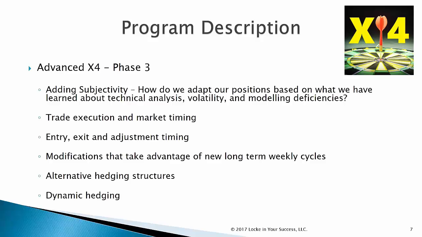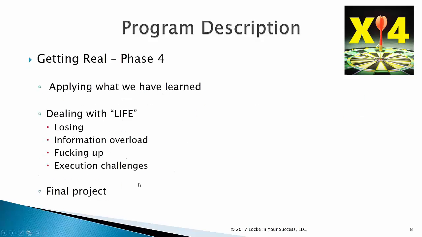We're going to look at trading execution, market timing, entry, exit, adjustment timing, modifications that we can make to this system, because one of the things that we have here is I took a system, I back tested it as far as I had good data in O&E, which is January 2011 expiration. And back then we didn't have long-term weekly cycles. Long-term weekly cycles give us certain advantages that we can really take advantage of. And we'll talk about how we do that now. We're going to look at alternative hedging structures and some dynamic hedging as well for the positions and the effectiveness of how they might be.